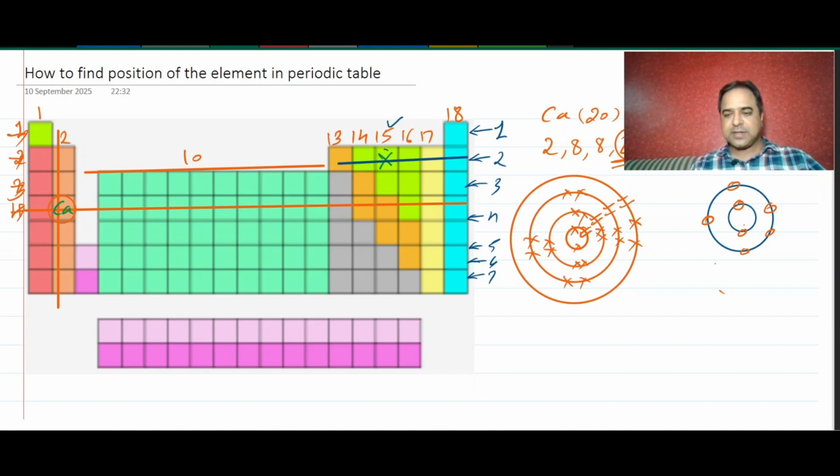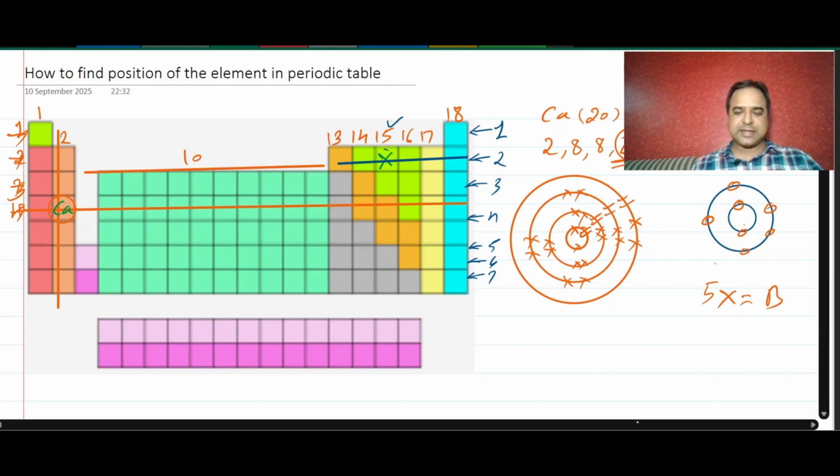So with this you can identify its atomic number. How many electrons are there in total? It is 2 plus 5, so 7. Which element has atomic number 7? You know that first is hydrogen, second is helium, lithium, beryllium and fifth is boron. Okay. So this is how you can find out the element as well.